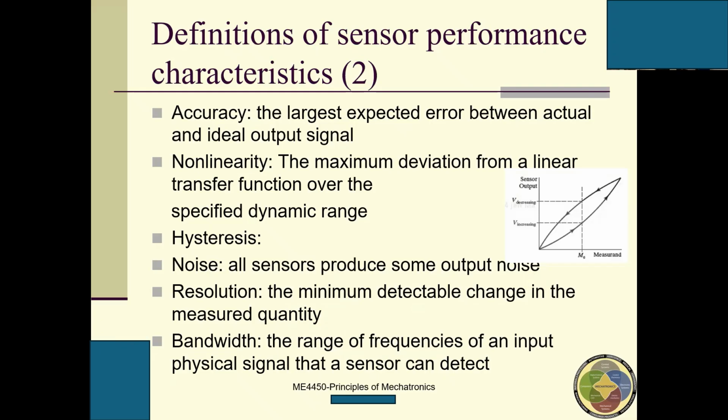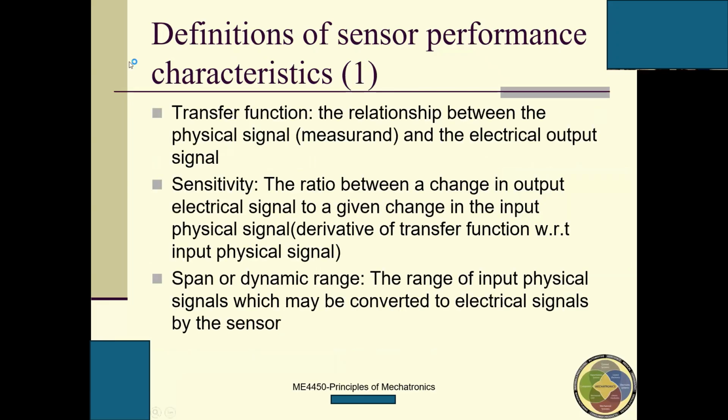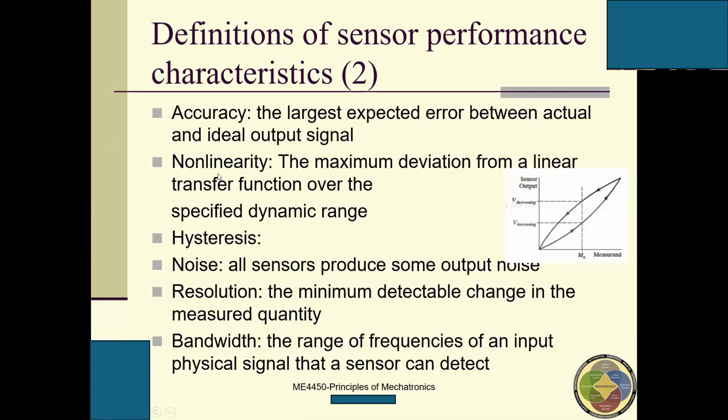Bandwidth is the range of frequencies of the input physical signal that a sensor can detect. So all these characteristics you need to consider when you select a sensor. But mainly you focus on sensitivity, span, range, and also accuracy. You need to think about all these things and make sure the sensor is cost effective, and it can also fulfill your purpose and accomplish your goals.